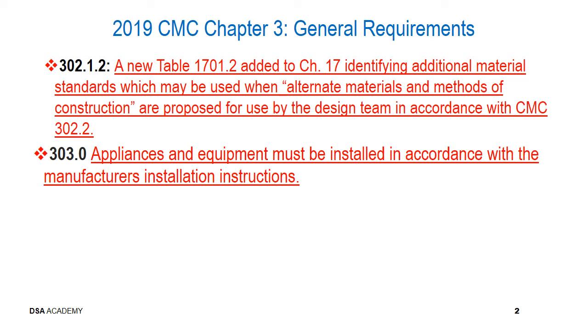So this is similar to the one that we saw for the plumbing code. There's a new table for reference when alternative materials and methods are used. For 303, appliances and equipment must be installed in accordance with the manufacturer's installation instructions. This is merely just reiterating the importance of following the manufacturer's installation instructions.